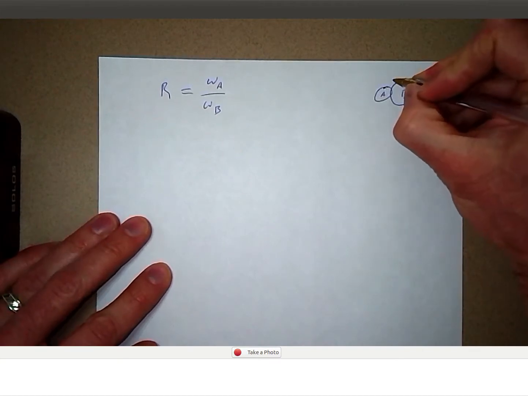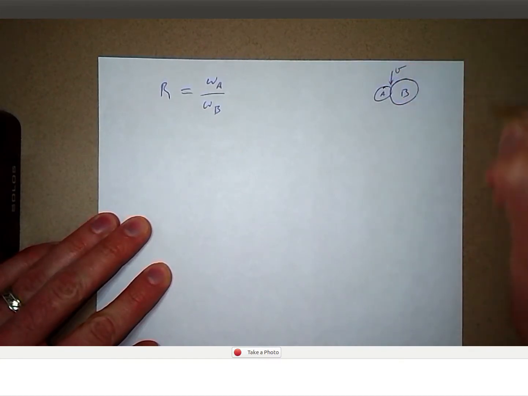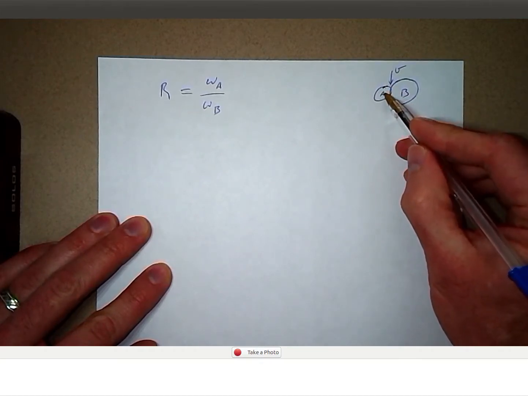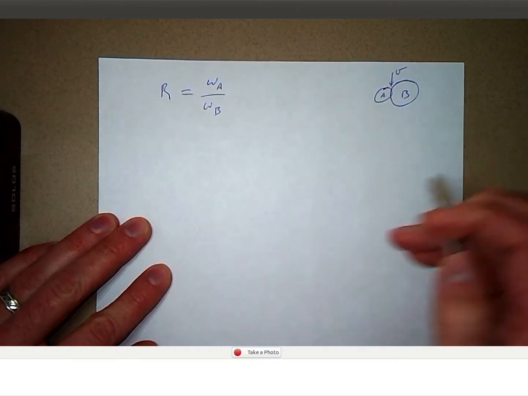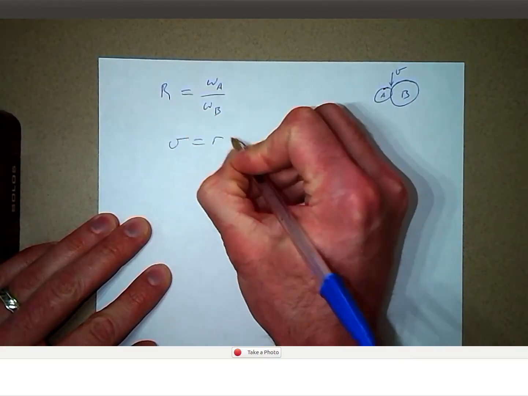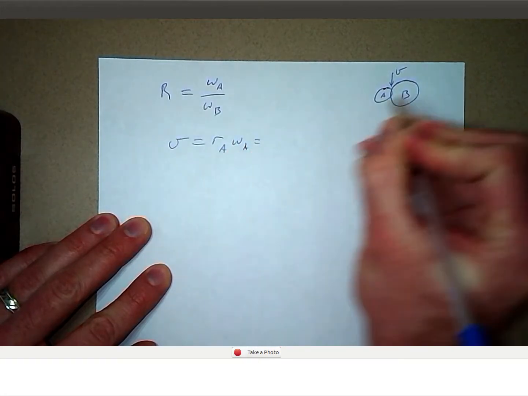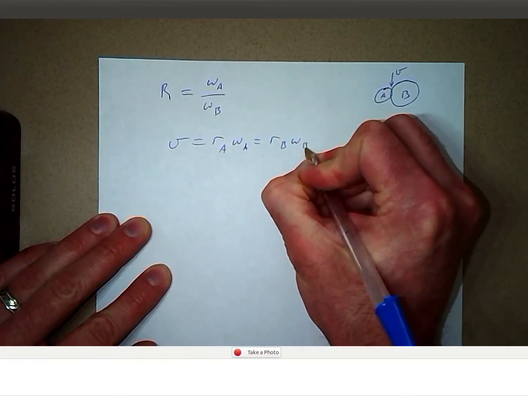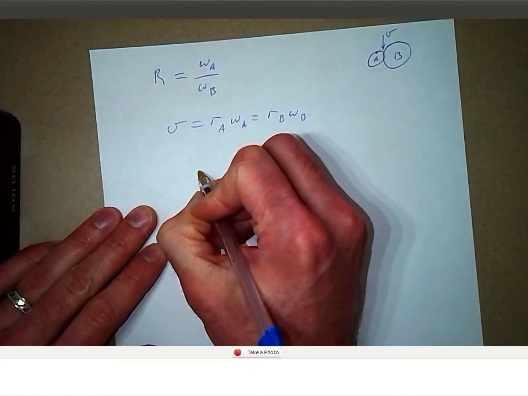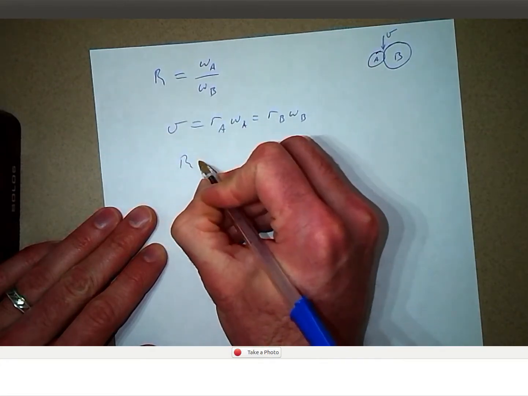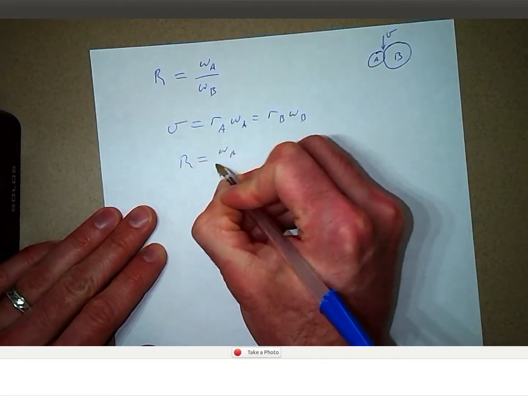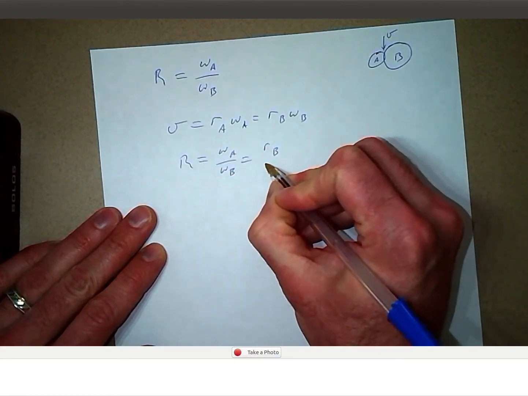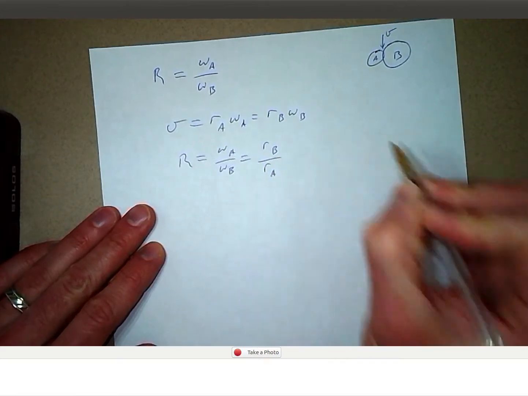The way you can see that is if we define this linear velocity, V, it's the speed at the pitch radius of gear A and the speed at the pitch radius of gear B. So velocity is equal to the radius of A times omega A. And since these gears aren't slipping, that's also equal to the radius of B times omega B. So we find that gear ratio is defined as omega A over omega B, which is also equal to the pitch radius of B divided by the pitch radius of A.